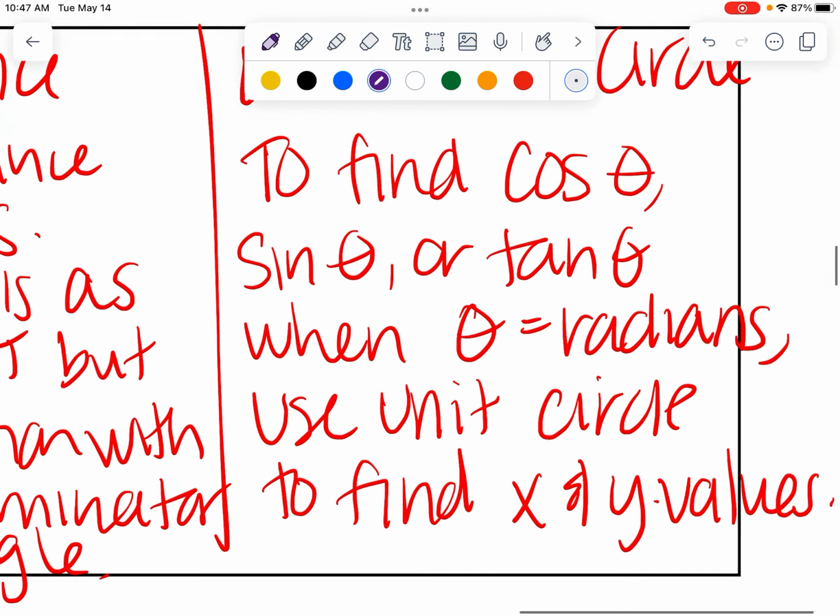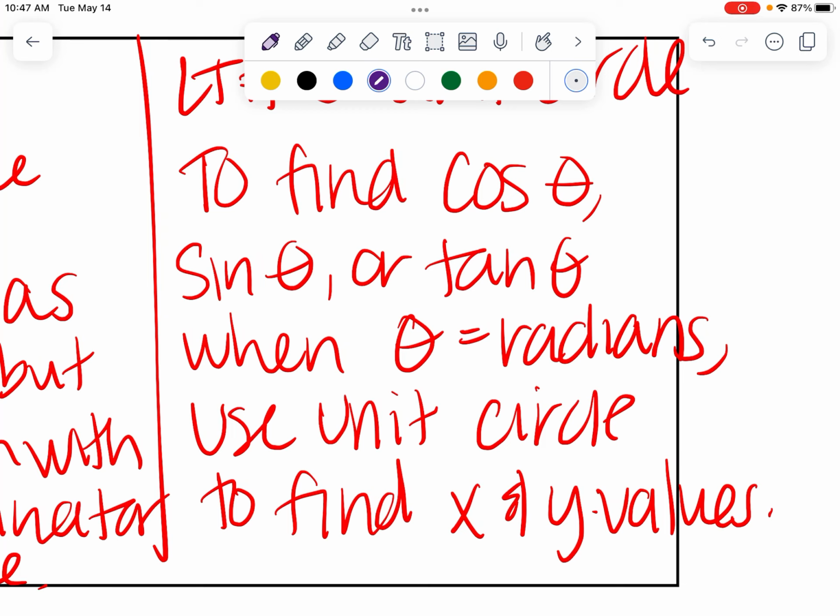The last learning target was about the unit circle, to find the cosine, sine, or tangent. When theta is in radians, we're going to use the unit circle and find the xy values. So now would be a good time for you to go back to that unit circle and just write in those values. And notice the progression too. With the x values, it starts out at 1, 0, and then your x values get smaller and smaller because your x's are going in. Your y values are increasing because you're going up to the x-axis.